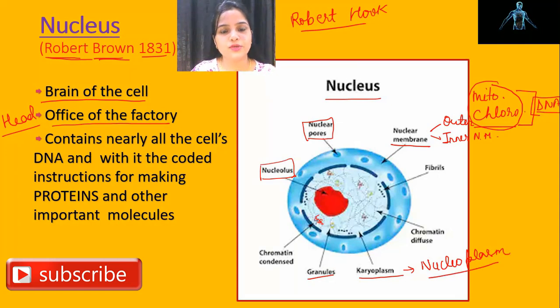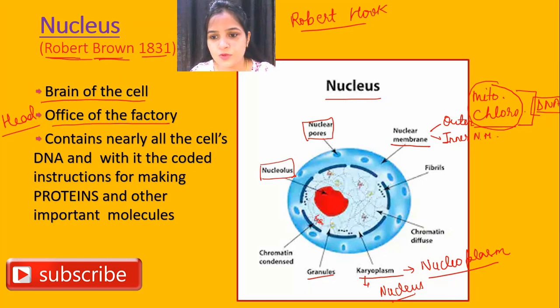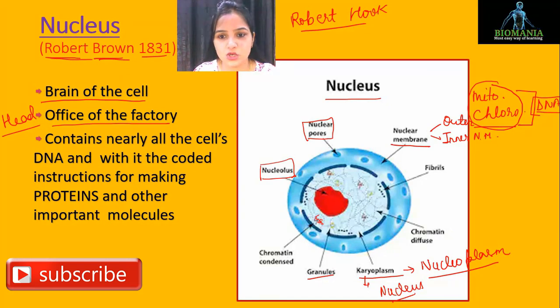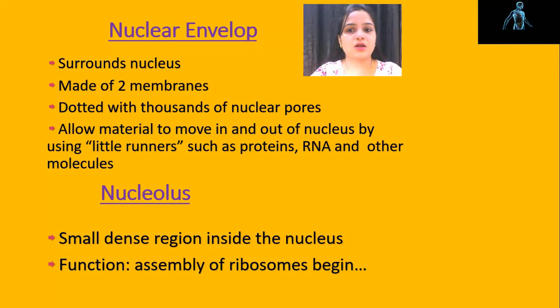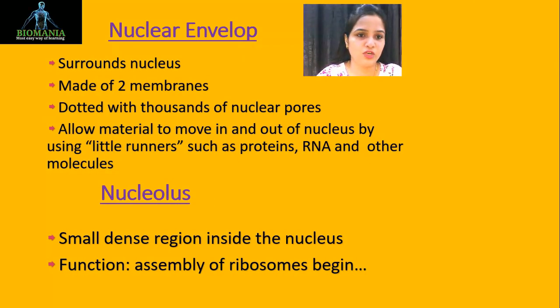As I have told you in the previous video of prokaryote versus eukaryote, karyon means nucleus, so we can call it karyoplasm. And here you can see the diffuse form of chromatin, and there are some fiber-like structures present inside the nucleus, which are known as fibrils. Clear? Now come towards the structure of the nuclear envelope and the structure of the nucleolus.